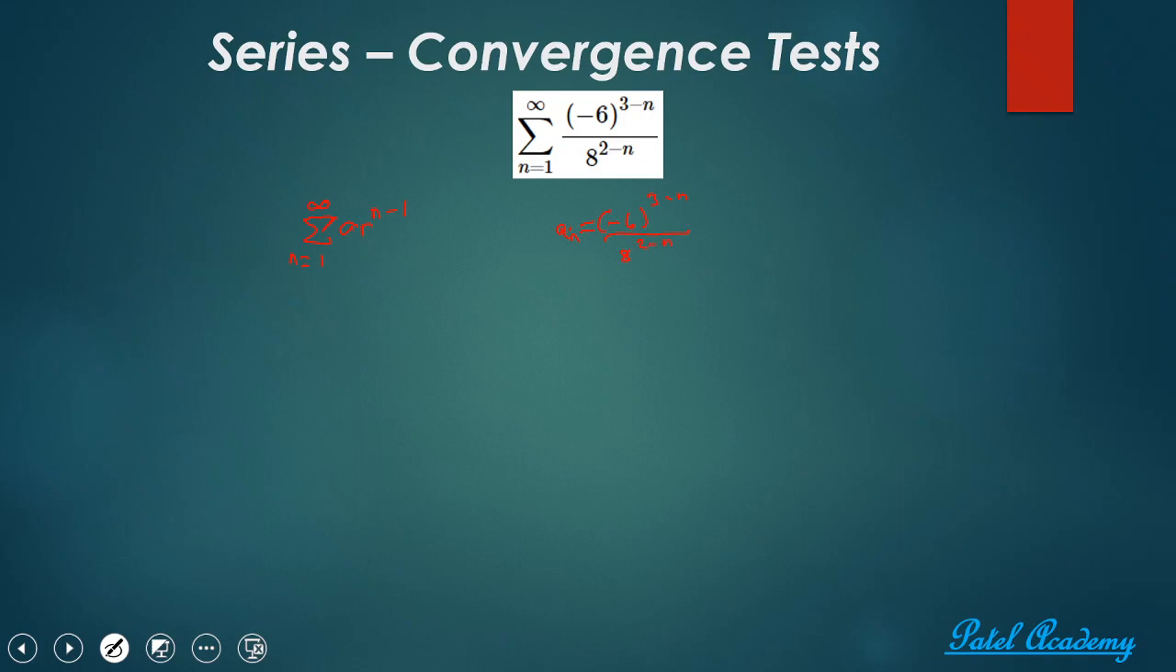Now remember that I can factor out a negative from the exponent, right? So I'm going to get negative 6 times negative n minus 3 over 8 times negative n minus 2. And when we have a negative on the top and bottom, we can just flip it. So this becomes 8 to the power of n minus 2 over negative 6 to the power of n minus 3.